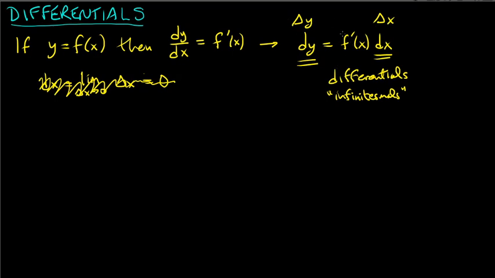Now, delta y and delta x could be finite changes in x, right? So delta x could be 12, and delta y might be 2. But for our purposes, we want the delta x and delta y to be very, very small, almost 0, effectively.